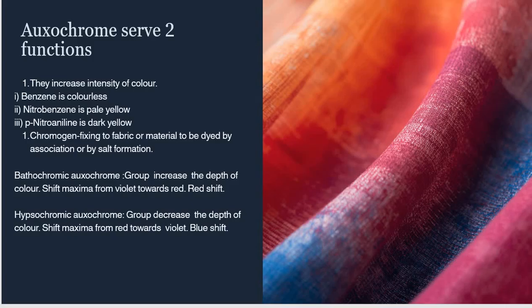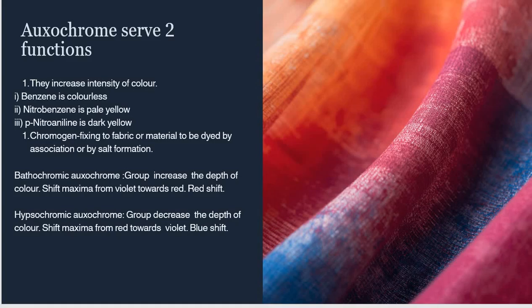Auxochromes have two functions, namely they increase the intensity of the color. First one, benzene is a colorless compound. Nitrobenzene is pale yellow. Para-nitroaniline is dark yellow. They also make a chromogen a dye, by fixing it to the fabric or the material to be dyed either by association or by salt formation.